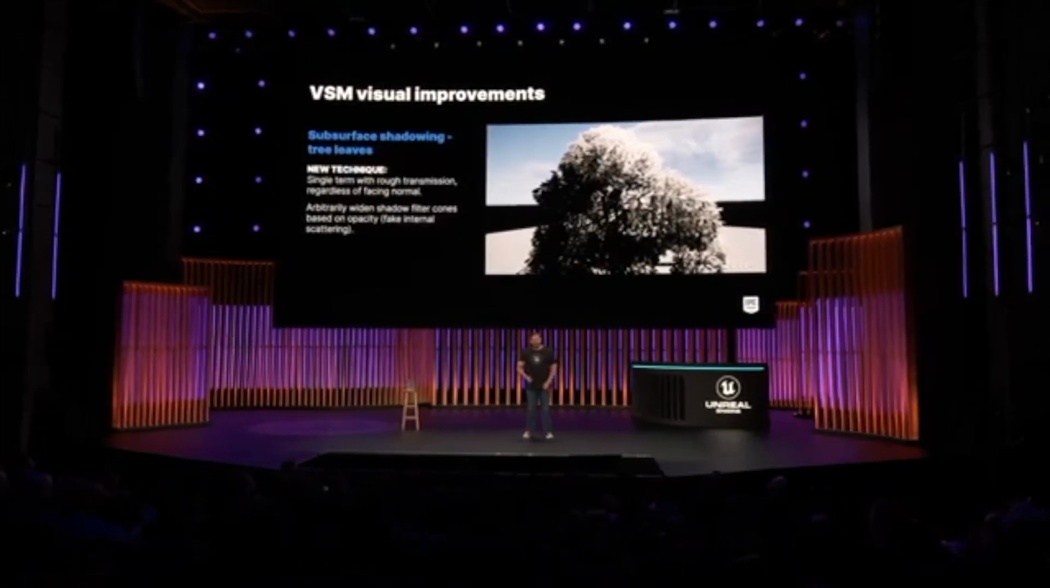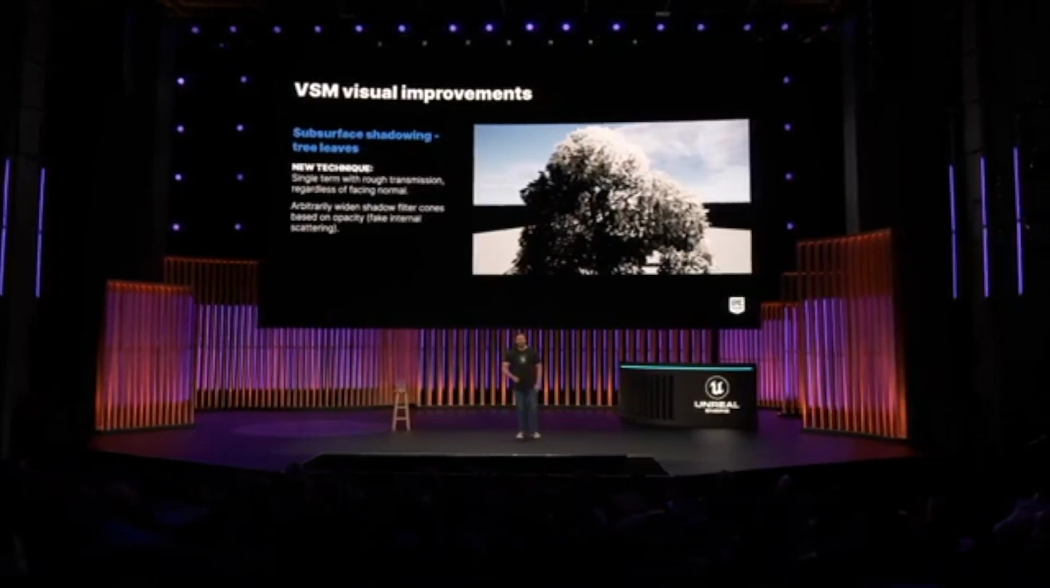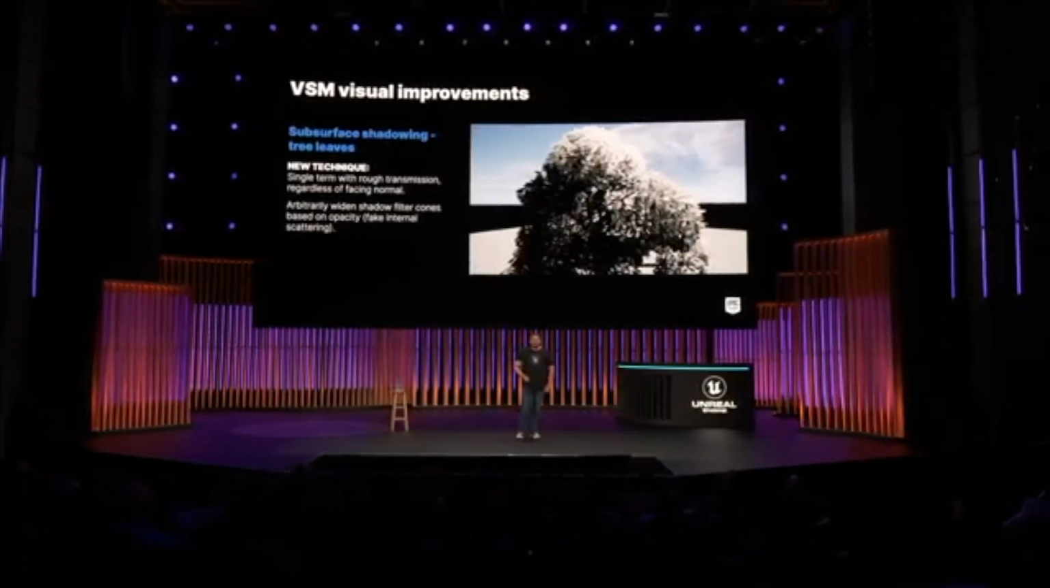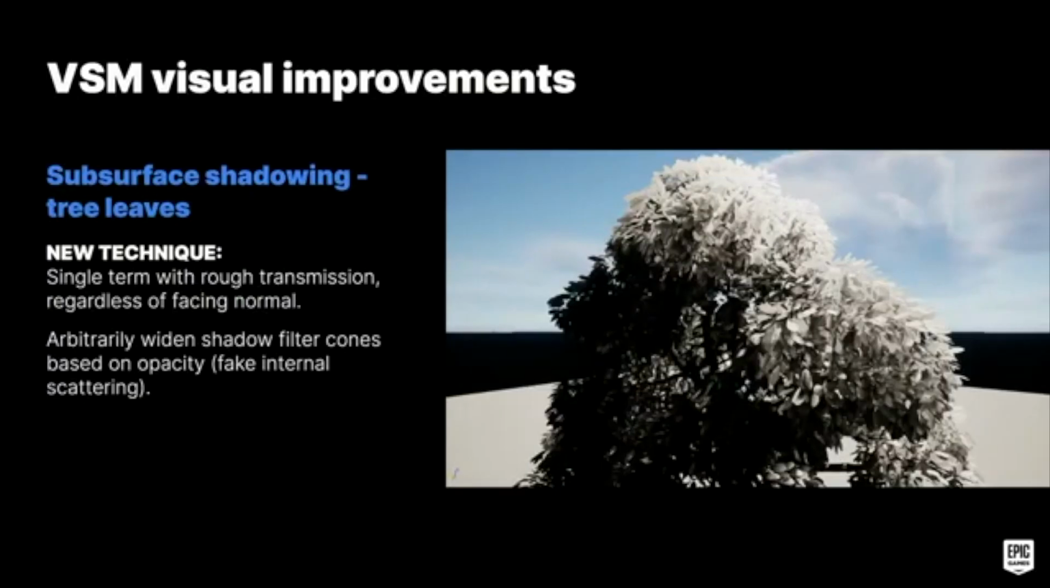To address this and to achieve a softer overall look in the shadow term, we implemented an alternative subsurface shadow mode that uses a single term that includes the rough transmission fall-off, regardless of the shading normal. Additionally, we arbitrarily widened the shadow filtering cone based on the material opacity to give the impression of internal scattering.